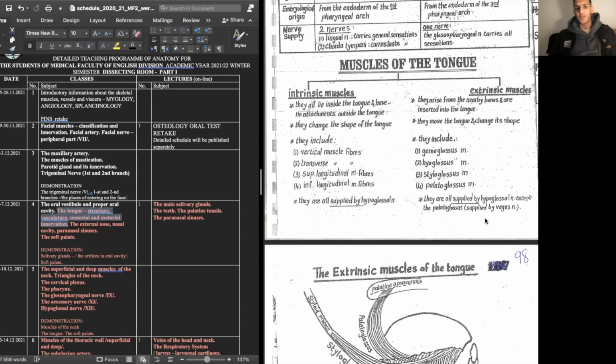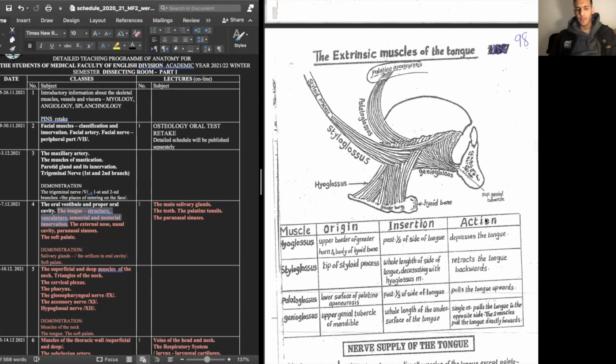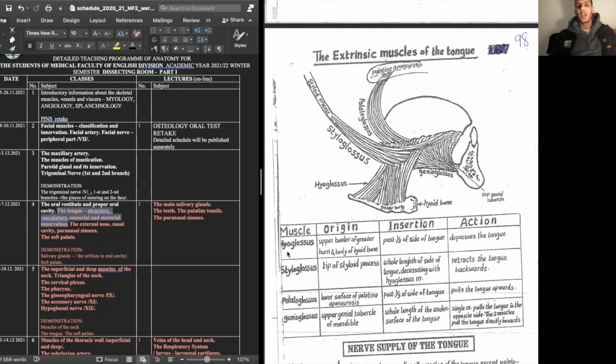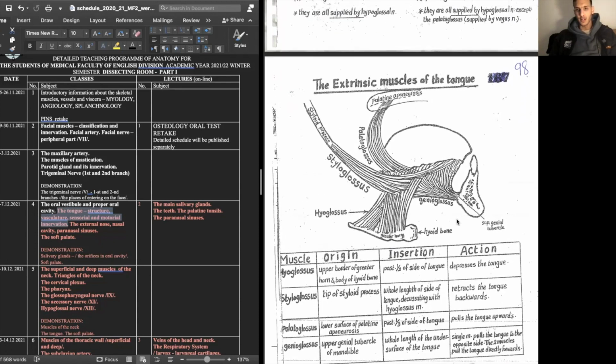Why not? Okay, extrinsic muscles. So why not? Let's just do it. Muscles. So you've got everything in this table. So the muscles: hyoglossus, styloglossus, palatoglossus, genioglossus. Origin of the hyoglossus, upper border of the greater horn and body of the hyoid bone. Easy. Hyoid, glossus, tongue. So from this part of the hyoid bone to the tongue. So right here, hyoid bone, hyoglossus, to insertion, posterior half of the side of the tongue. Okay, that's the course of the hyoglossus.